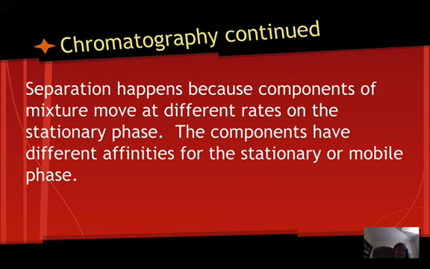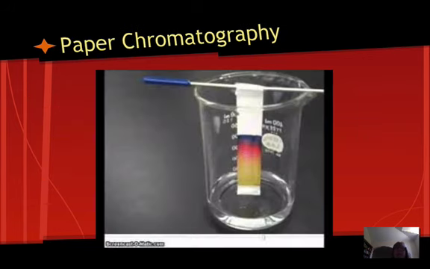We are going to do paper chromatography in a lab, and we are going to separate the different dyes that are in an ink pen. Here's a picture of paper chromatography. The solid phase is this piece of filter paper. The mobile phase is the liquid down here. It could be water, it could be alcohol.